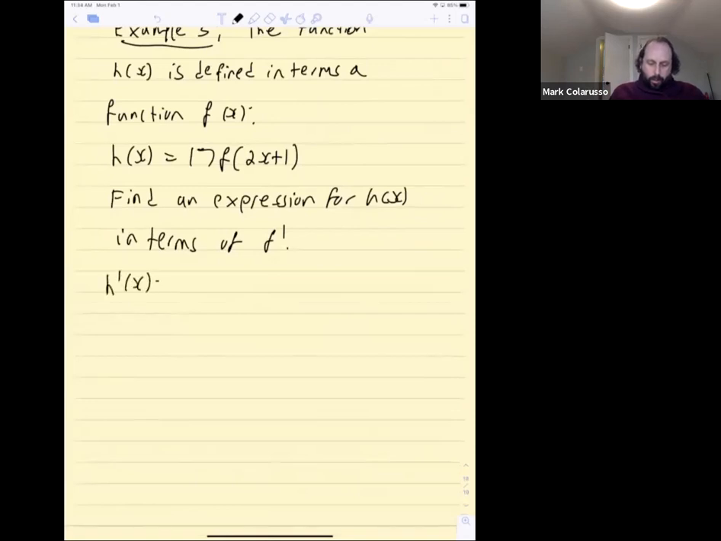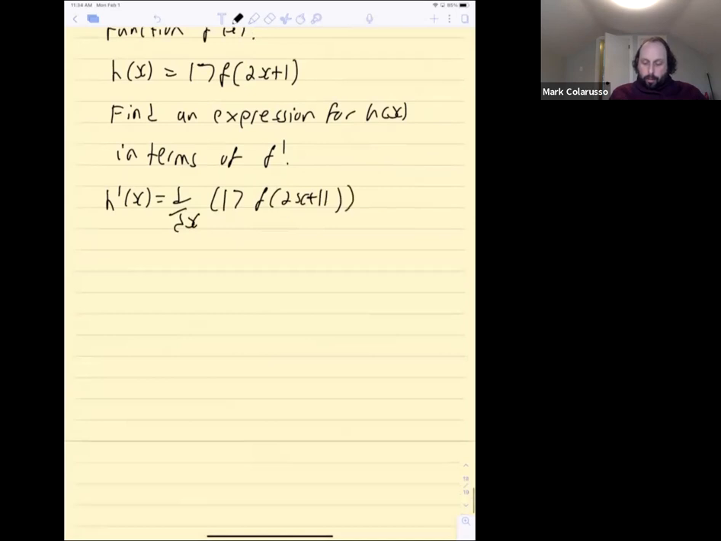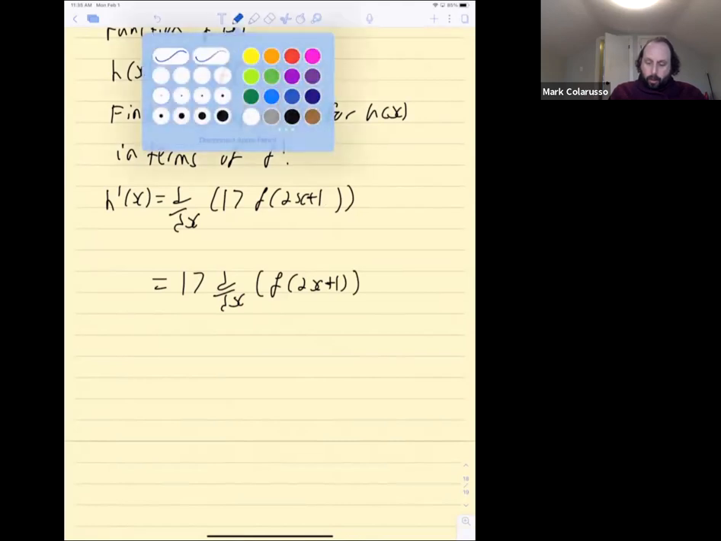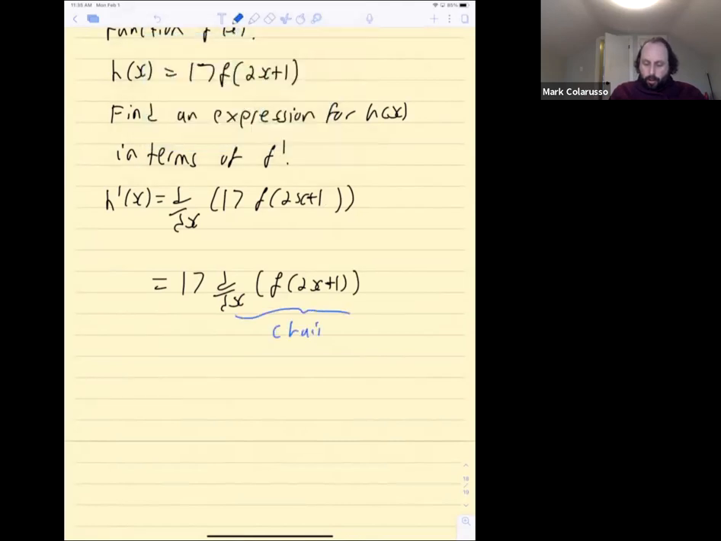So first, we can make a quick use of the constant multiple rule. So the derivative of, oh, it's a +1. The derivative of 17 times f evaluated at 2x plus 1 is 17 times the derivative of f evaluated at 2x plus 1. So this is the constant multiple rule. And now this guy here, this requires the chain rule, right? This is the chain rule to find this derivative.